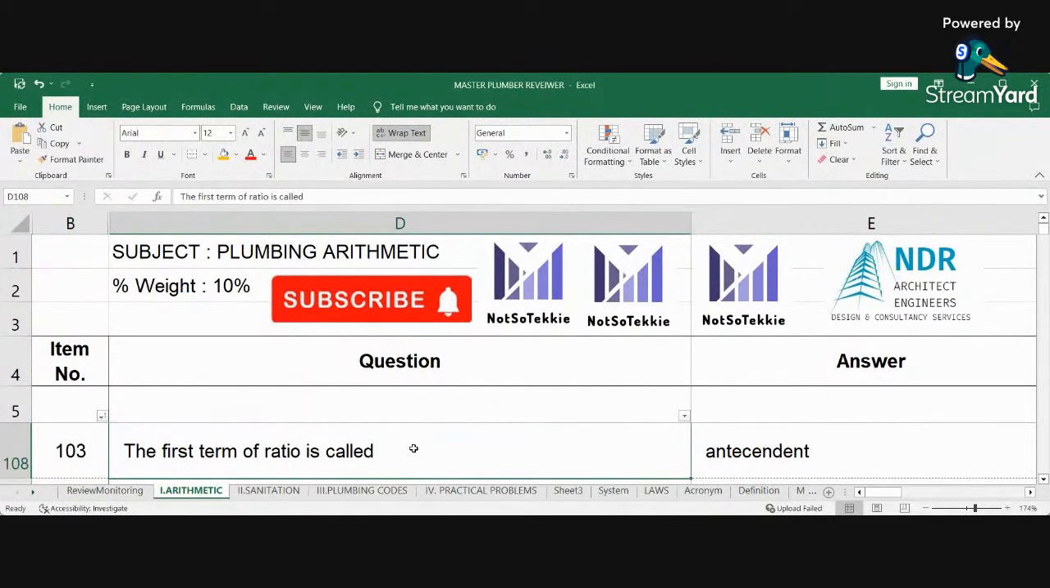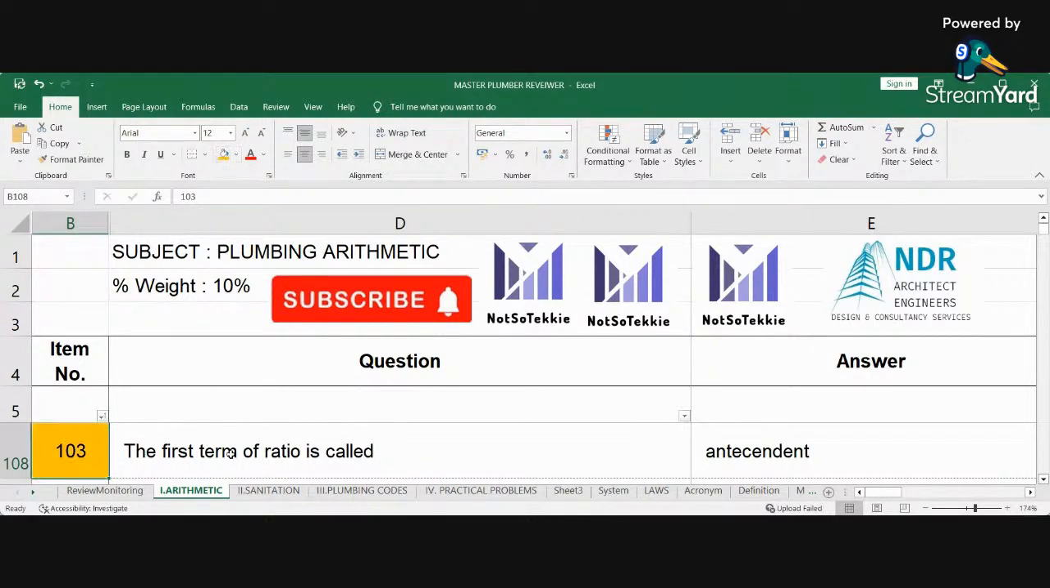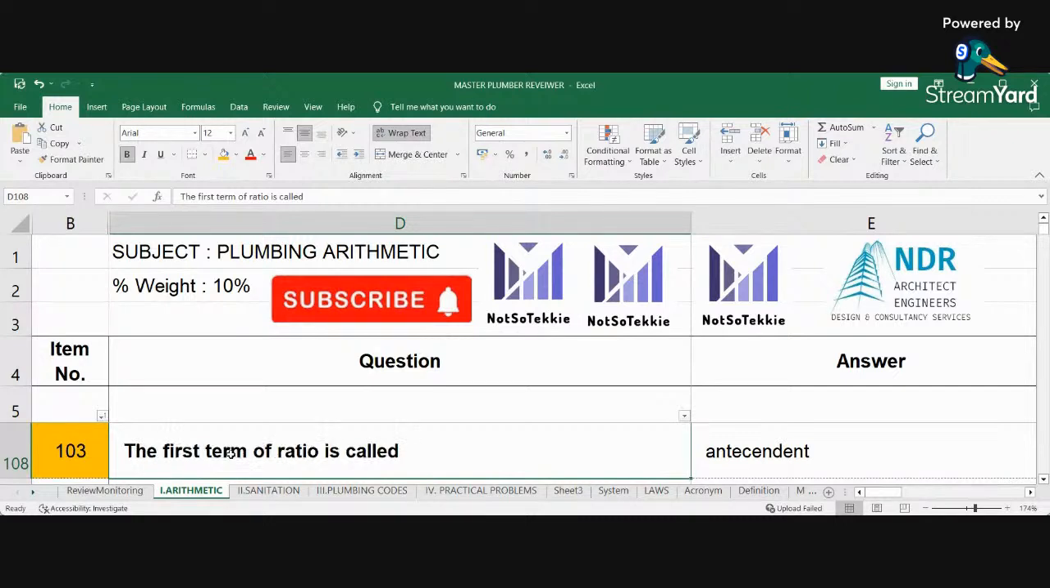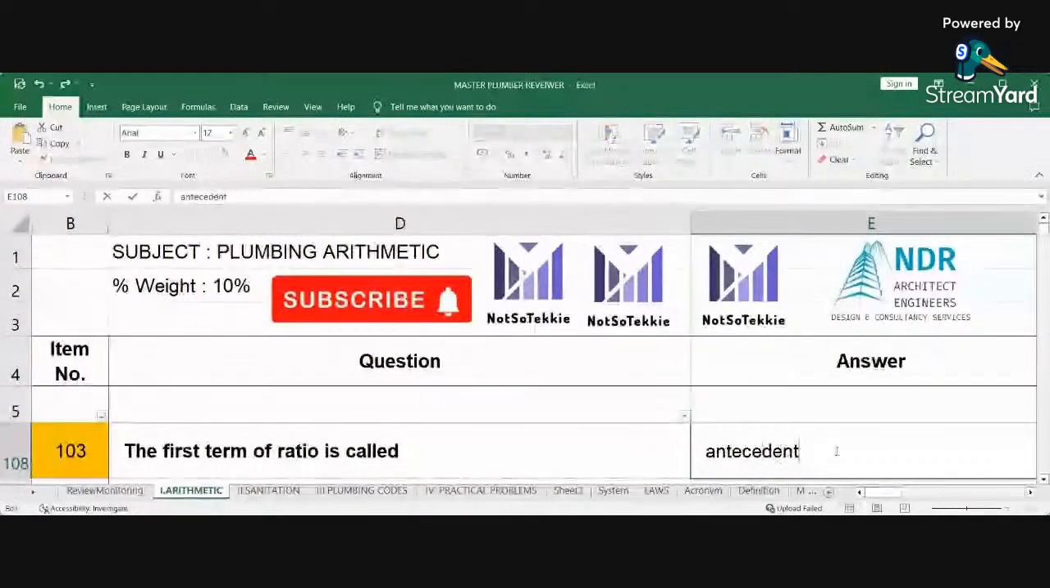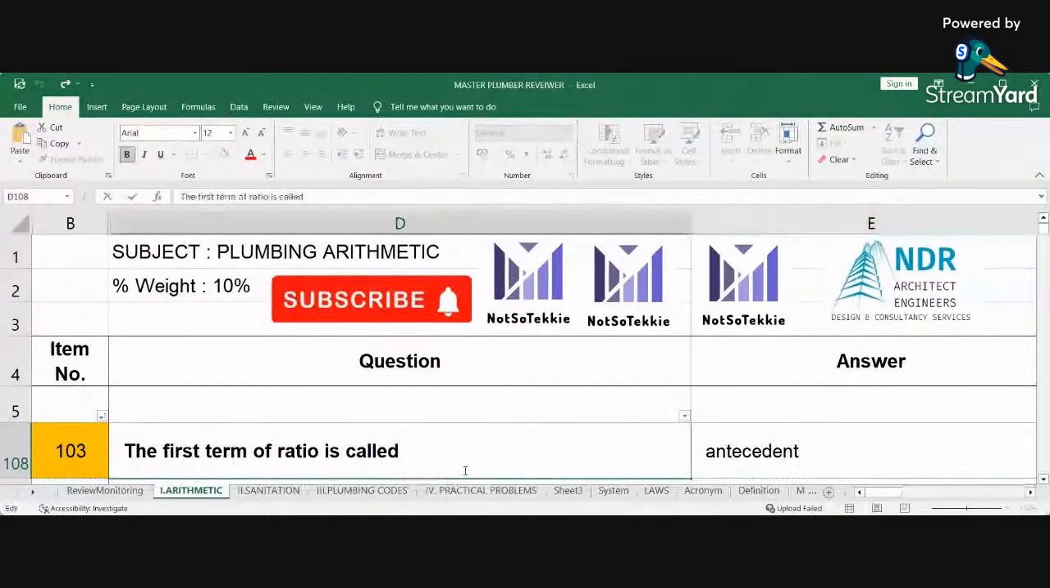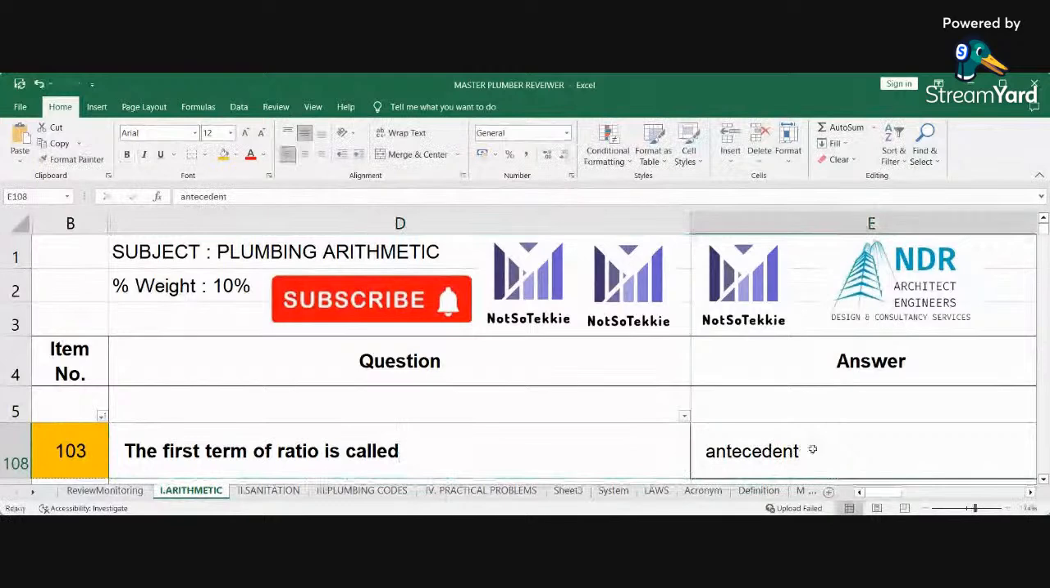103. The first term of a ratio is called antecedent. I think antecedent. Well, let's check. Yeah. The first term of a ratio is called antecedent. Antecedent yung nakalagay.